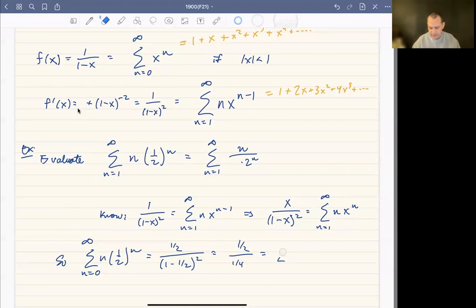Okay, so that's how that series evaluates. This turns out to be 2. Okay, so that's another nice trick that we can do with these. It turns out you can always differentiate or integrate inside the radius of convergence of a power series.